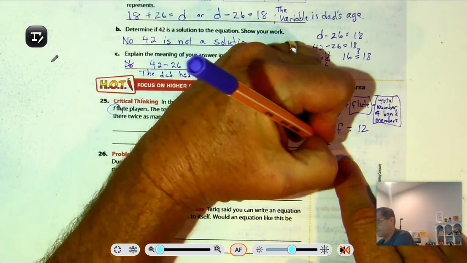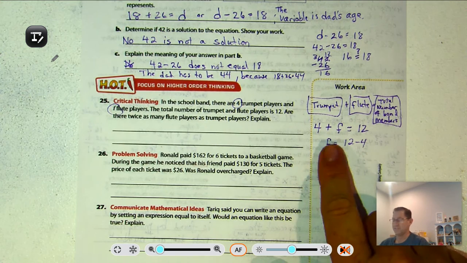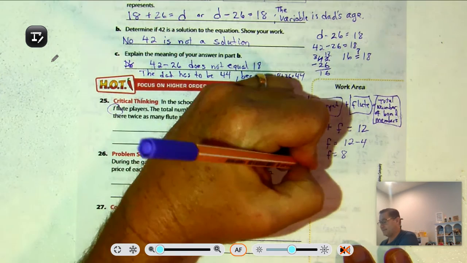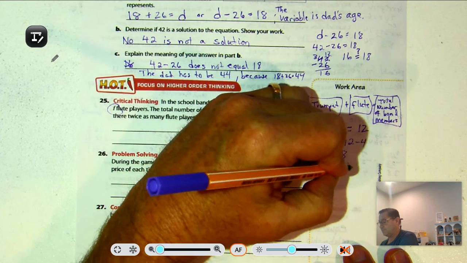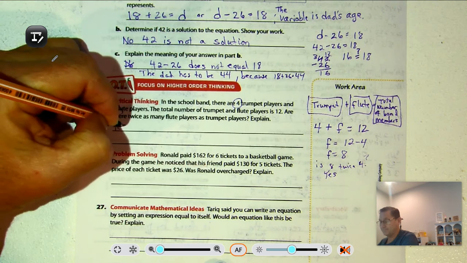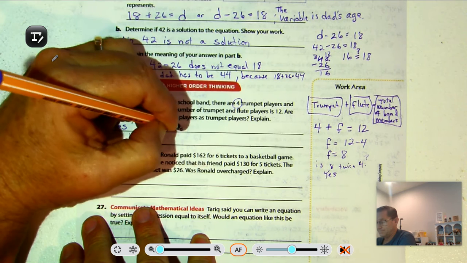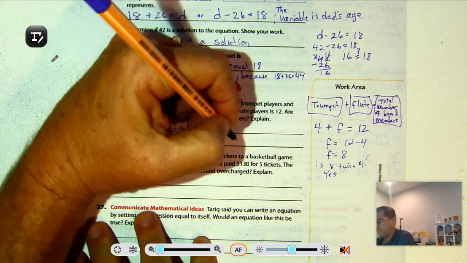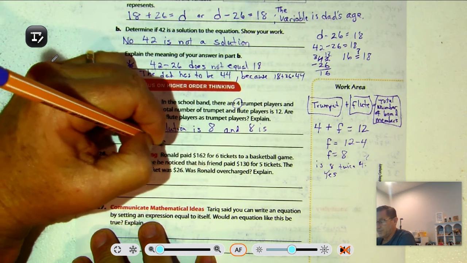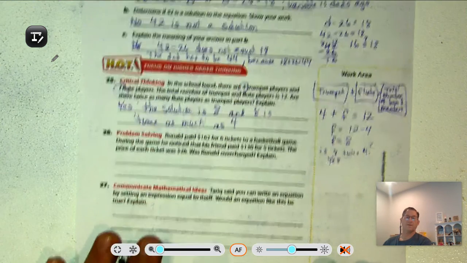Are there twice as many flute players? Well, F equals 12 minus 4, right? Because the opposite of addition is subtraction. So 12 take away 4, F equals 8. Is 8 twice 4? Yes. The solution is 8, and 8 is twice as much as 4. Right, 26.